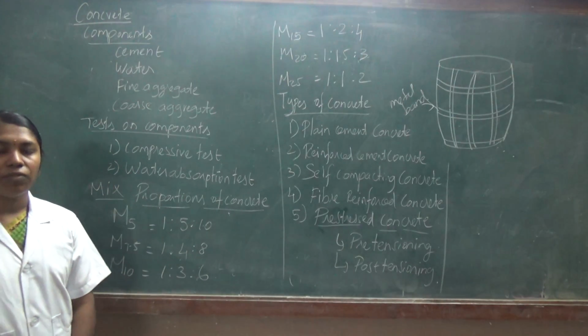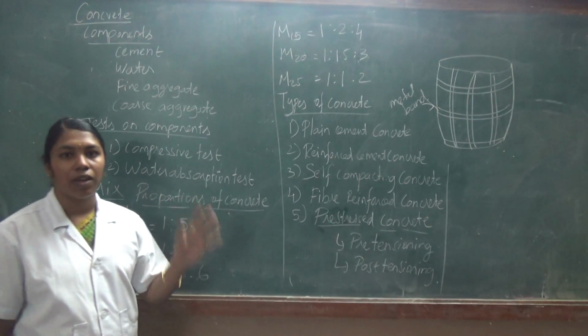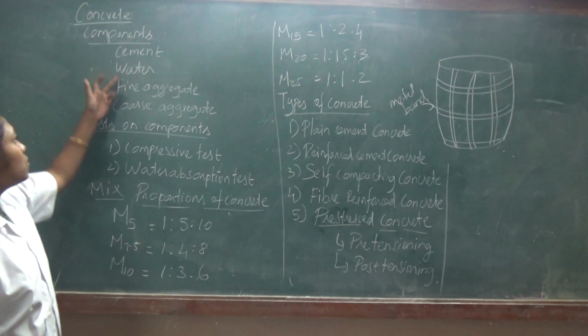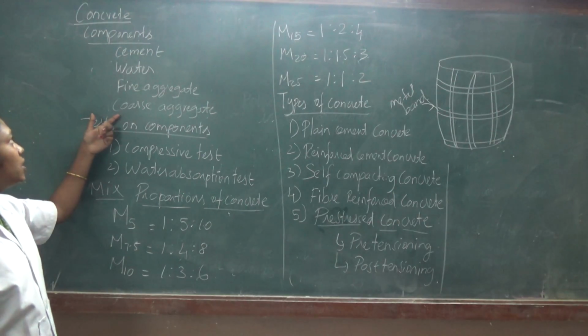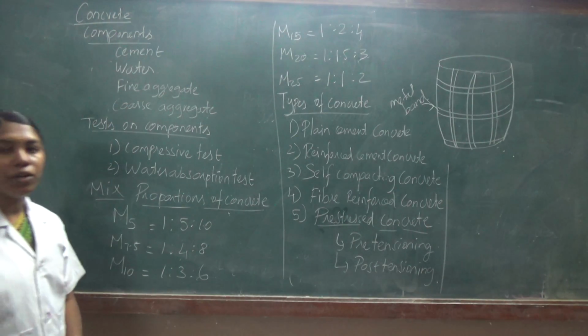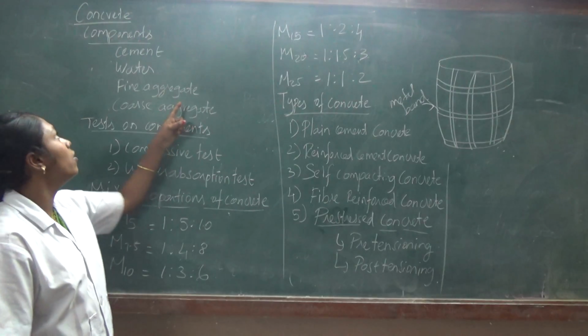Today I am going to share my views on concrete. All of you know what is meant by concrete. There are four basic components of concrete: cement, fine aggregate, coarse aggregate, and water. These four components are combined together to form the concrete.